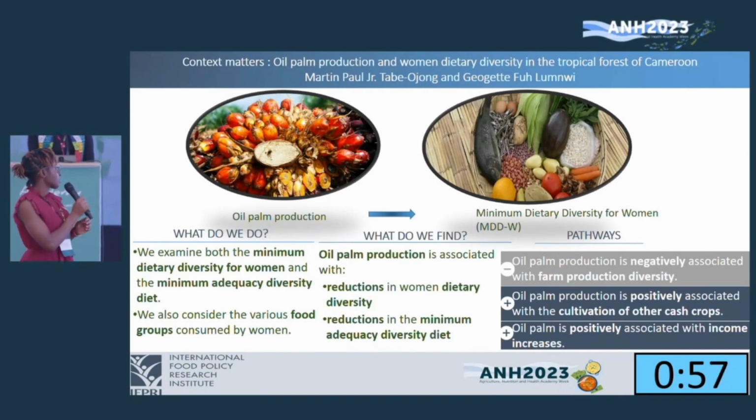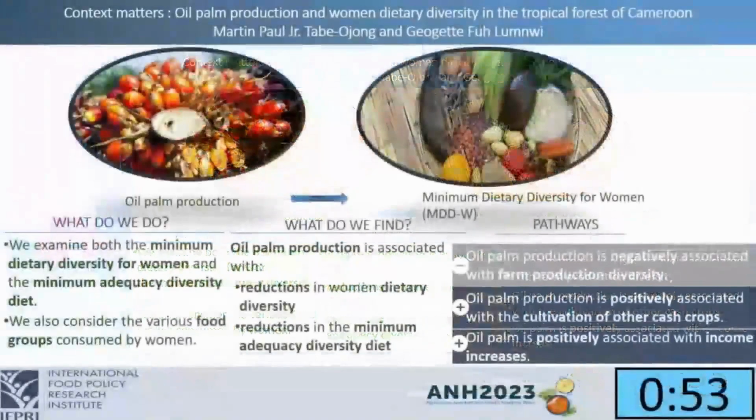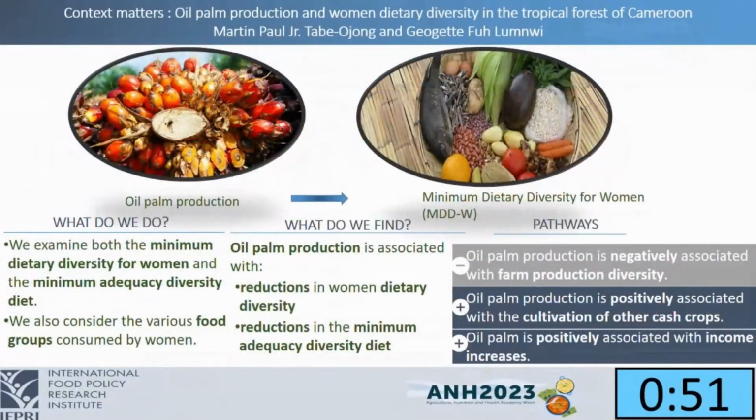Oil palm is an important food and cash crop produced in Cameroon. And in this study, we examined the relationship between oil palm production and dietary and nutrition security for women. We relied on a household survey of 582 farmers to investigate this relationship.